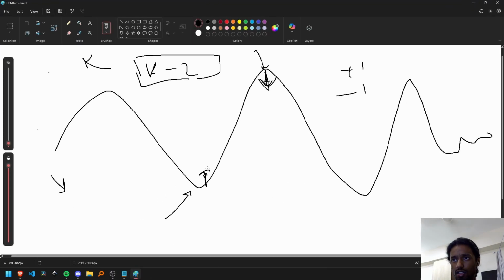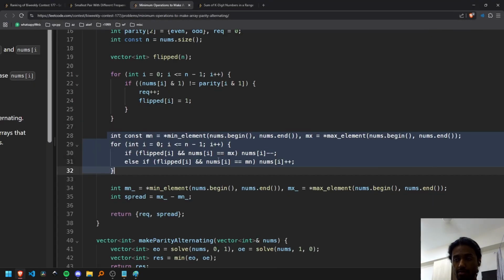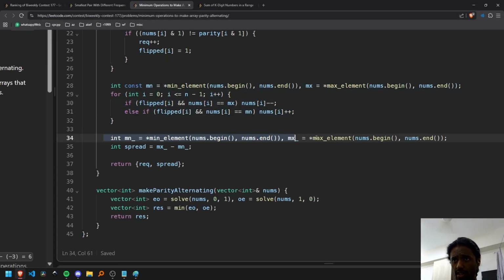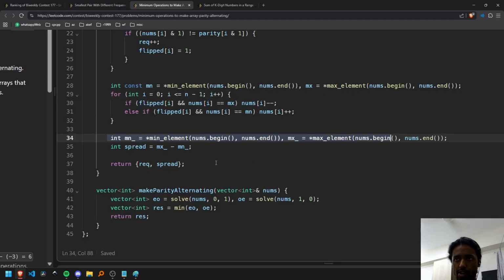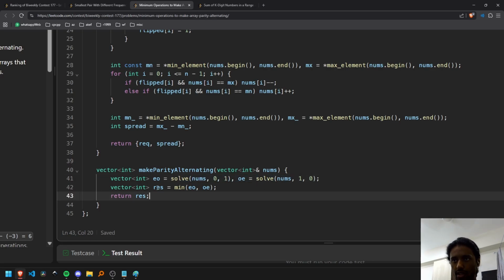The other values, obviously these can also be flipped, right? But these will never affect the answer since we are only operating with +1 and -1, and this operation is only done once. You can try enumerating all of these cases. So after this operation we get the actual min and max, this is the initial min and max, this is the min and max after the operation, we get the spread and return it. And from both of these we lexicographically minimize and return the answer.